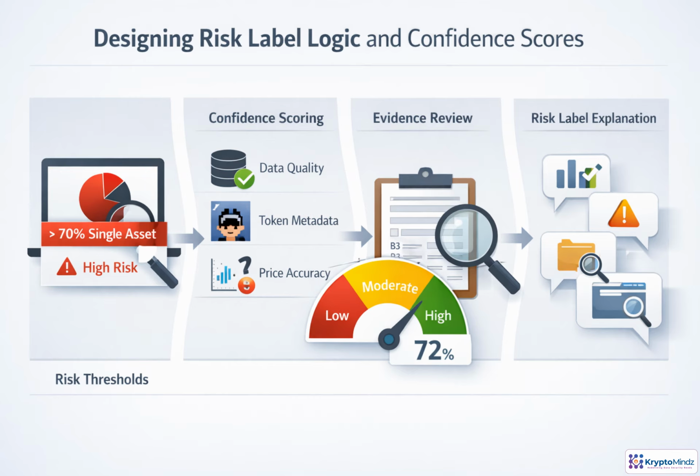Risk labels are most useful when they are reproducible. Start with explicit trigger rules, such as one asset representing more than 70% of estimated wallet value. Then attach confidence based on data quality, token metadata, and price reliability. Keep the facts separate from the interpretation. "This wallet is concentrated" is not the same as "this wallet is unsafe." Finally, show the evidence so users can see why the label was applied and how certain it is.